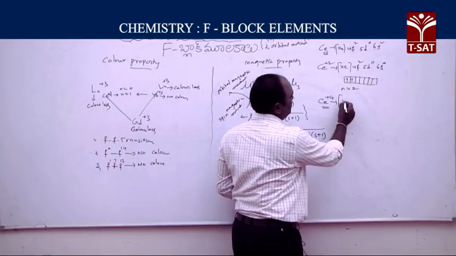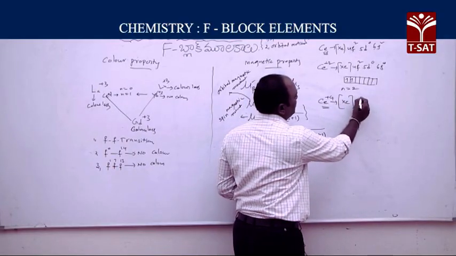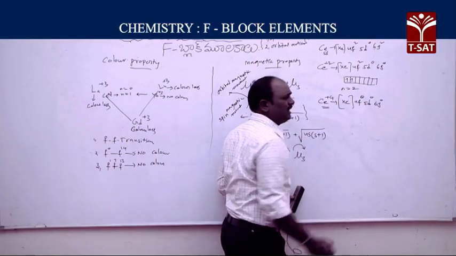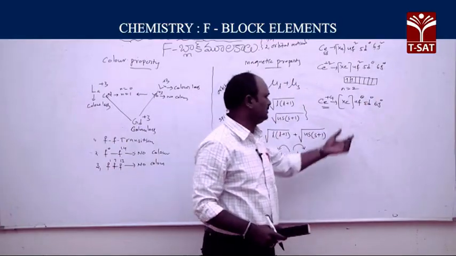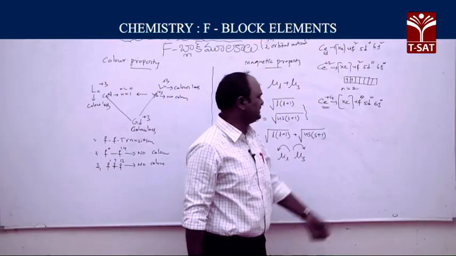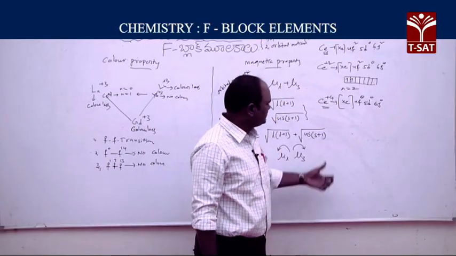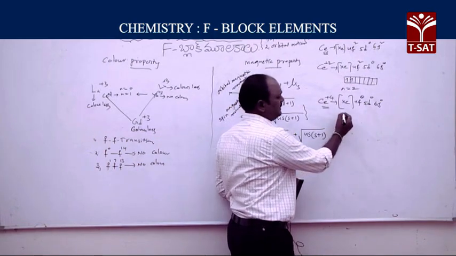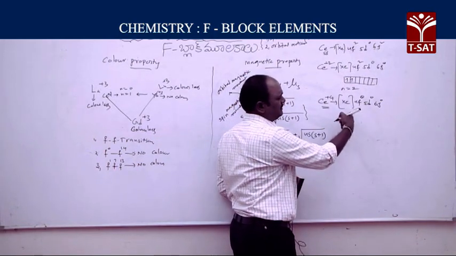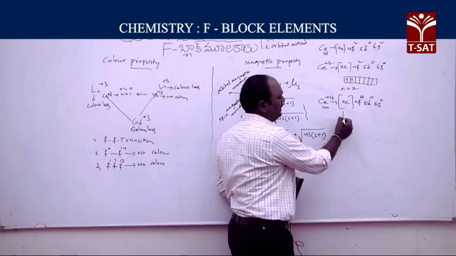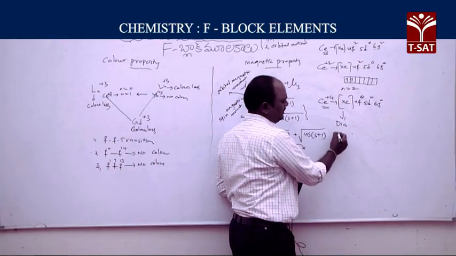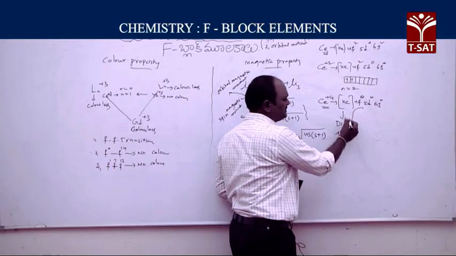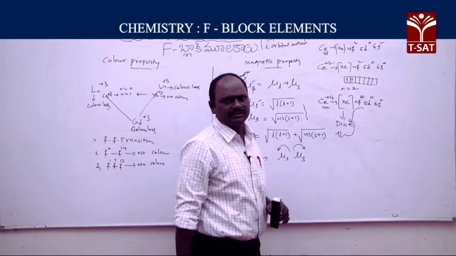Cerium: xenon, 4f0, 5d0 and 6s0. There is no question of having any kind of electrons in the 4f, 5d or 6s. Hence, here it doesn't exhibit the paramagnetic nature because there are no electrons. It only exhibits the diamagnetic nature. If paired electrons are there, diamagnetic. If no electrons are there, diamagnetic nature.